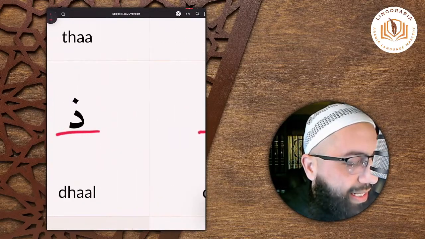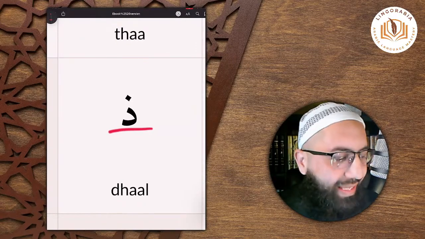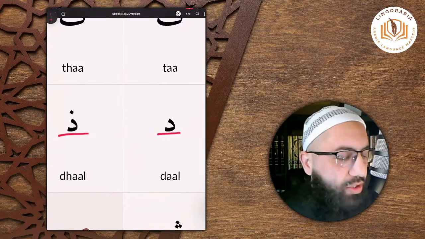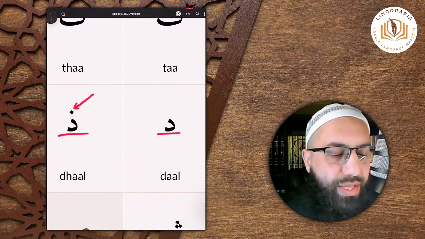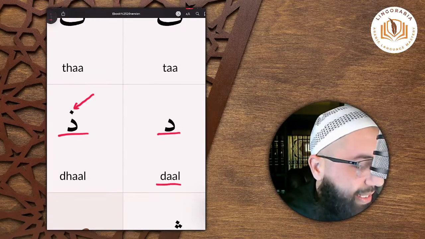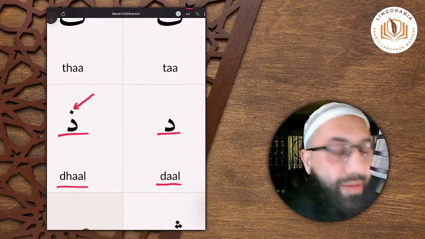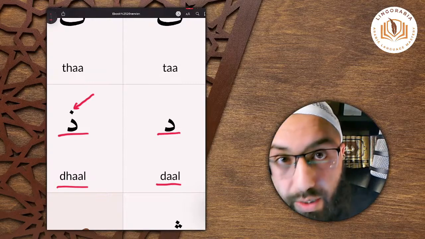Then you got the letter dhal. It's the brother of the letter dal. As you can see, both of them are similar in shape. The only thing that differentiates between them is the dot on the dhal. So you got the dal, without any dots, and the dhal with a dot on it.